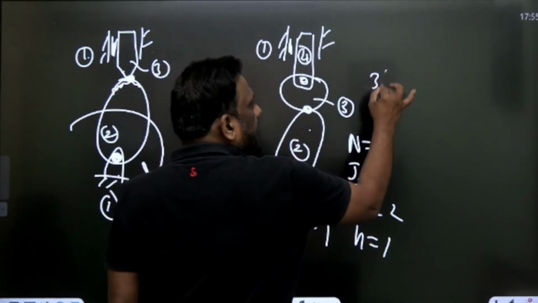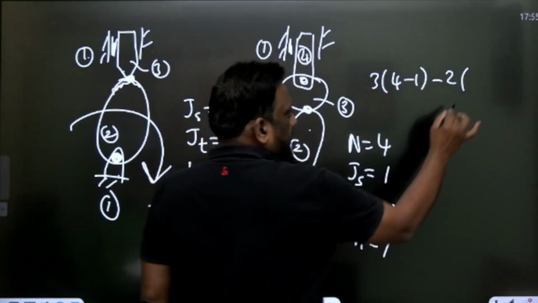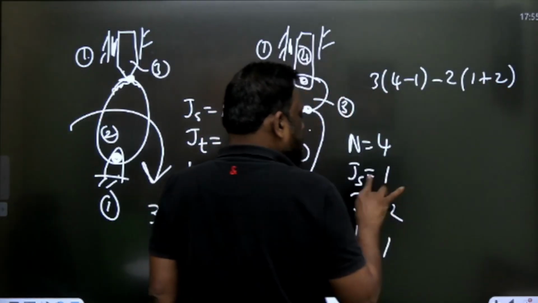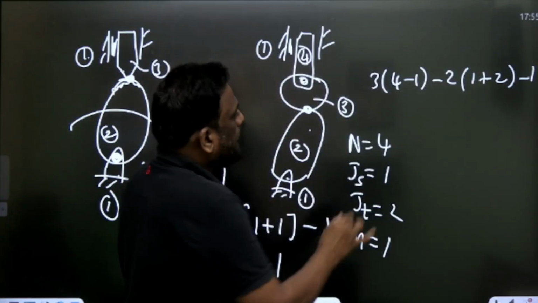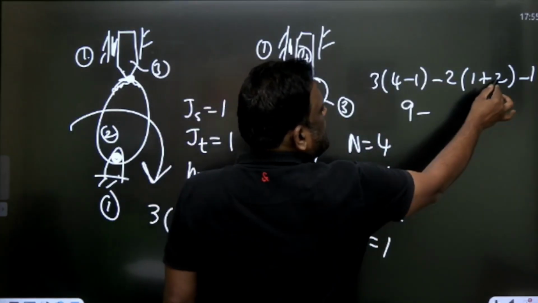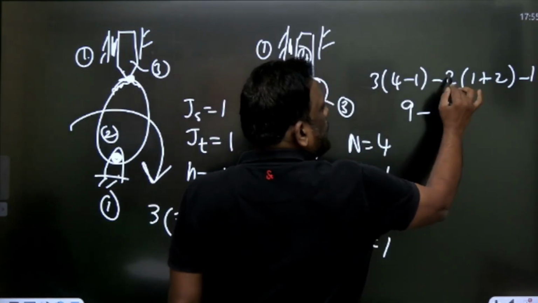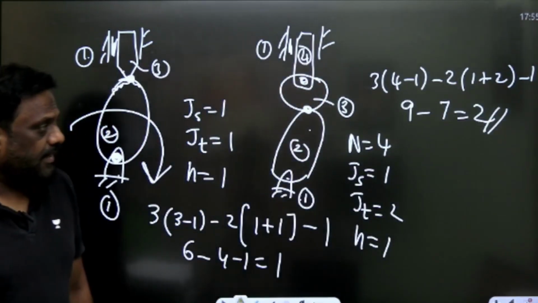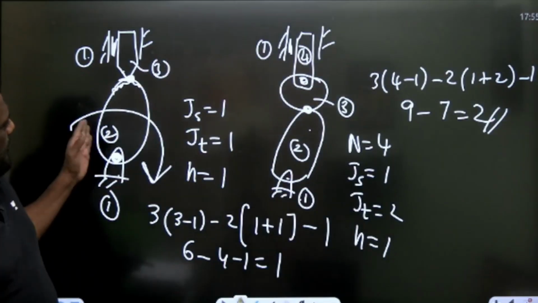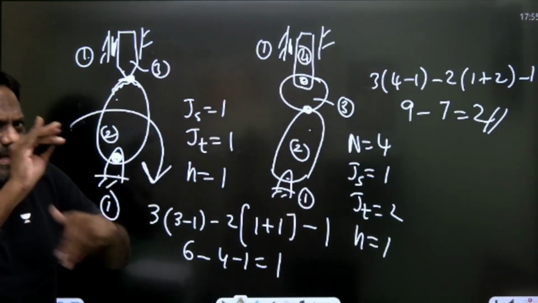Calculate: 3 into (n minus 1) minus 2 (j_s plus j_t) minus h. What will this be, sir? 1 plus 2, sliding plus turning, minus higher pair, which is 1. So 9 minus 6 minus 1, which is 2. Oh my god, 2 degrees of freedom? Something is wrong, sir. It should be 1. I have just changed the shape, so what explanation is given?